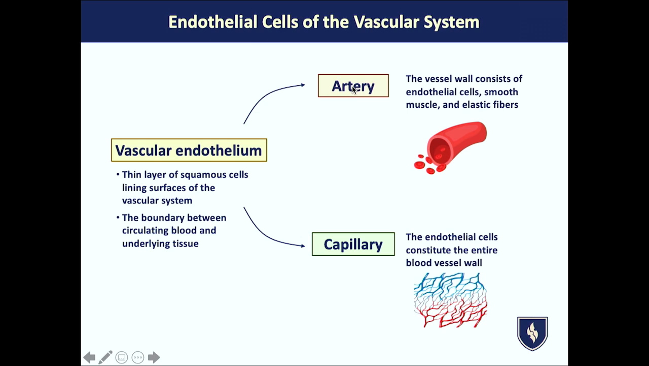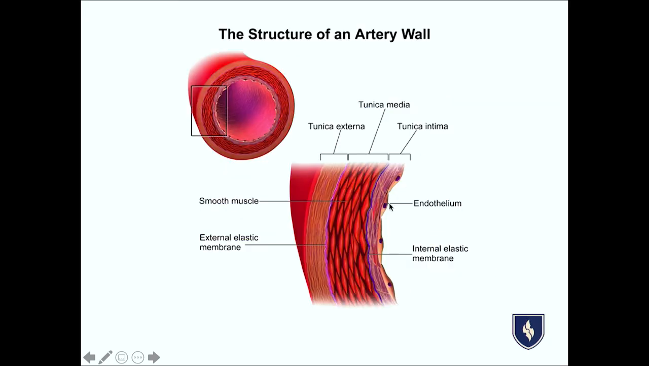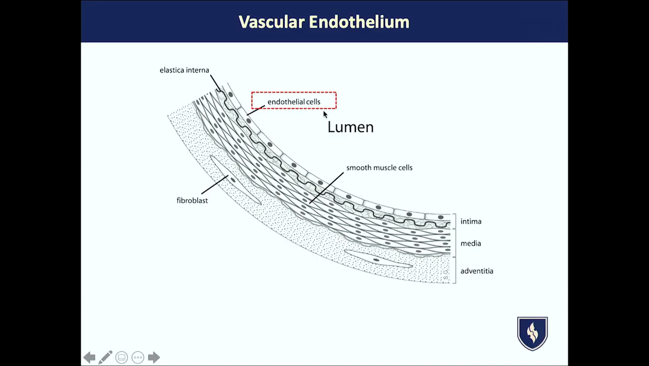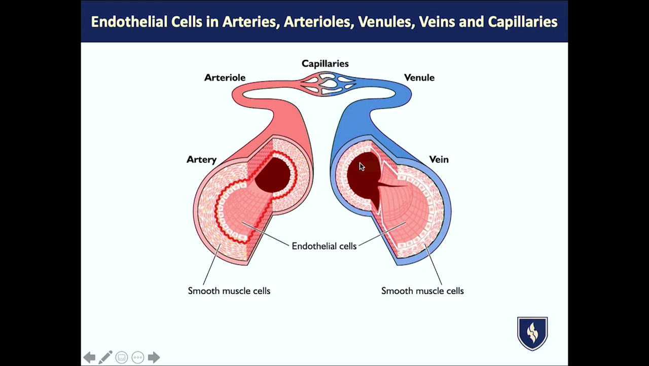So here you see the slide, and it's titled Endothelial Cells, the Vascular System. It says the vascular endothelium, thin layer of squamous cell lining surface of the vascular system, the boundary between circulating blood vessels and underlying tissue. And then you can see that the vessel wall consists of endothelial cells, muscle fibers, and elastic fibers, and endothelial cells constitute the entire blood vessel wall, all the different structures. And again, this is where everything happens. This is what we're trying to preserve in a functional medicine model. This is preventive medicine for cardiovascular disease, to keep these cells as healthy as possible and make sure that they're not injured. And they're all throughout the system, both in arteries and in veins.